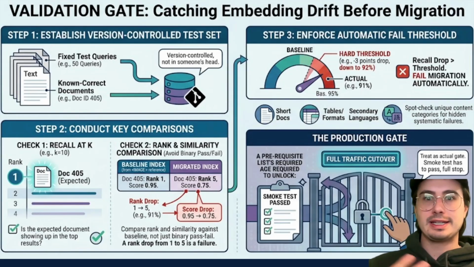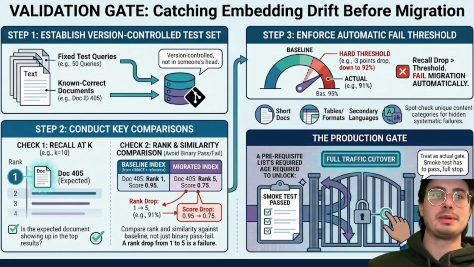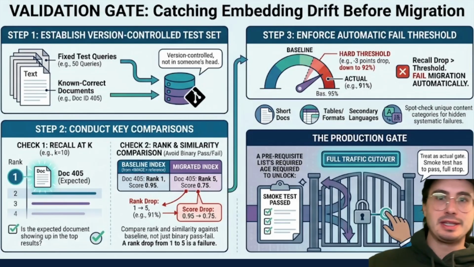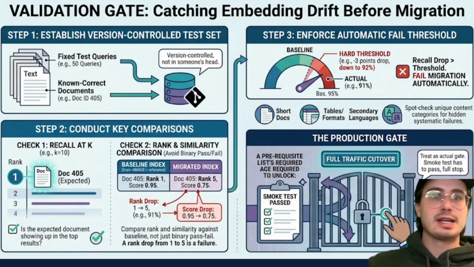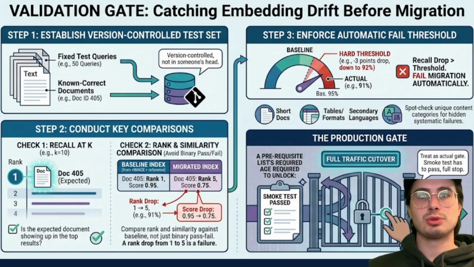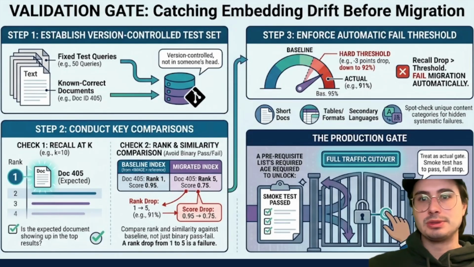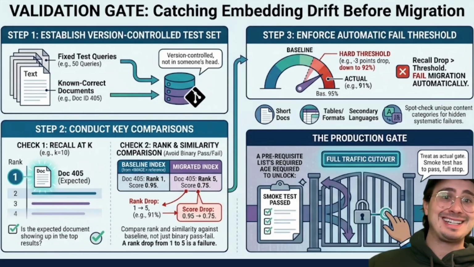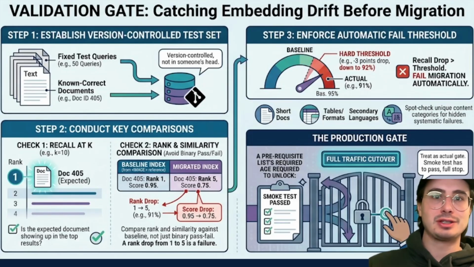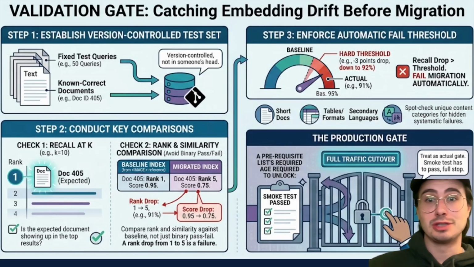One, recall at K: is the expected document showing up in the top results. Second, and this is the check a lot of smoke tests will skip, compare actual rank positions and similarity scores against your pre-migration baseline, not just a binary pass-fail. So a document that used to rank first and now barely squeaks into rank 5 has technically passed a recall check, but it's telling you something's off with the new embedding space and it deserves a look.